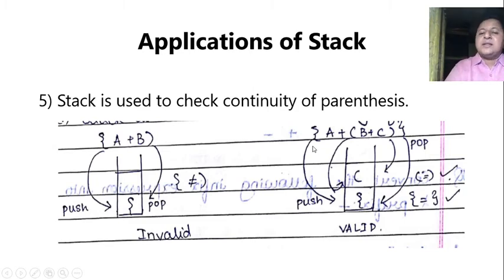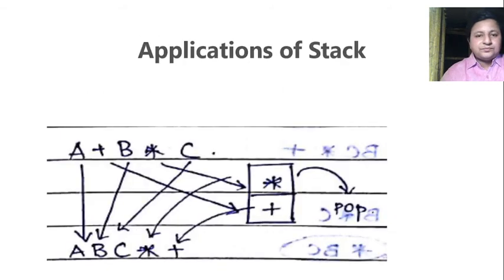Whereas you look at the second example, brace is pushed, again bracket is pushed. When you get a closing bracket, you pop from the stack, and both of them are of the same type. When you get a closing brace, again you pop from the stack, and again they are of the same type. So the expression is valid. Okay, that is how we can check it for continuity of parenthesis.